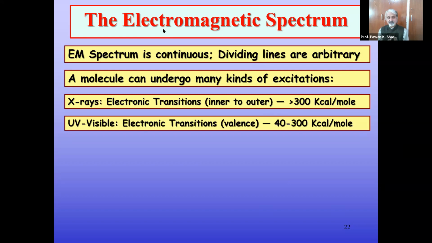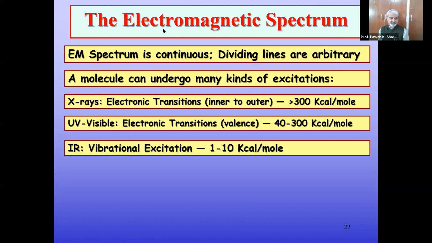Whereas in the case of UV-visible, the energy is low. UV-visible light has energy of 40 to 300 kcal per mole, which is less than X-rays. So it can move only the valence shell electrons, typically from a filled bonding molecular orbital to an unfilled anti-bonding molecular orbital. So both are electronic transitions, but in one case it is from the inner to the outer shell, whereas in the case of UV-visible it is only the outer shell excitations.